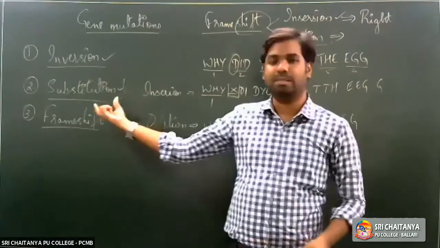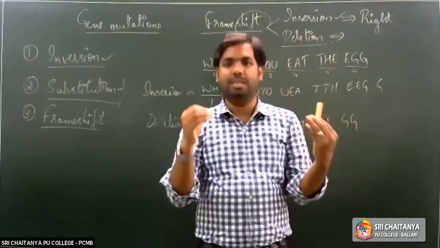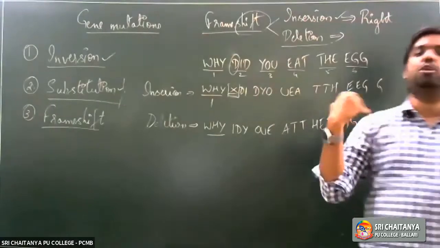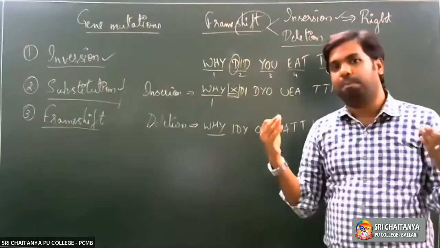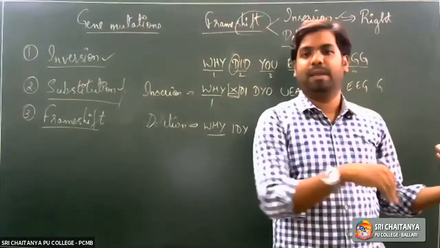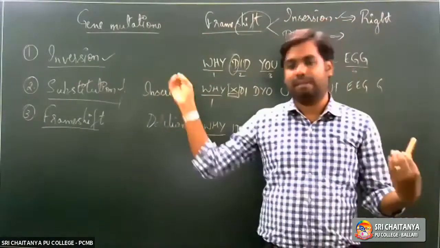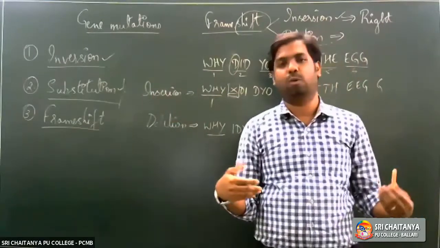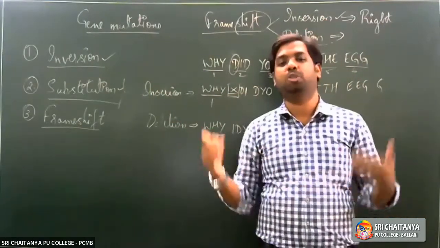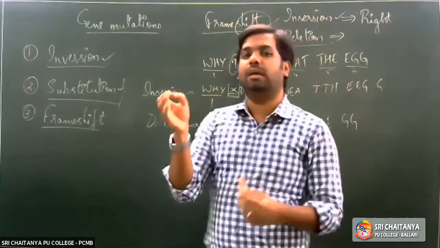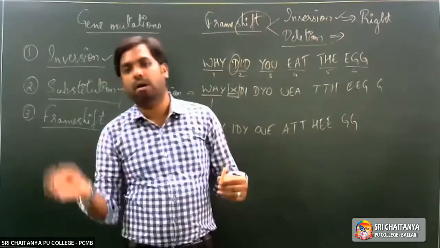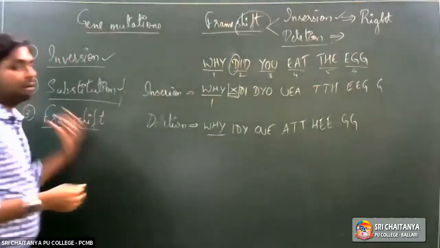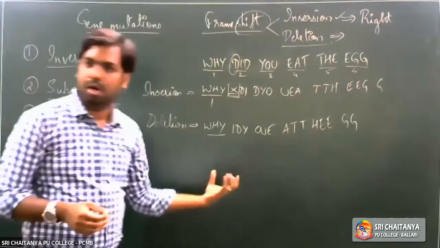In substitution, what is happening? A particular base is being substituted by another base. It could be either a purine getting substituted by a purine, or a pyrimidine getting substituted by a pyrimidine. If that is the case, we call it transition type of point mutation. The second category we saw was transversion type of point mutation, where either a purine is replaced by a pyrimidine or a pyrimidine is replaced by a purine, right? So that we call transversion type of point mutation.